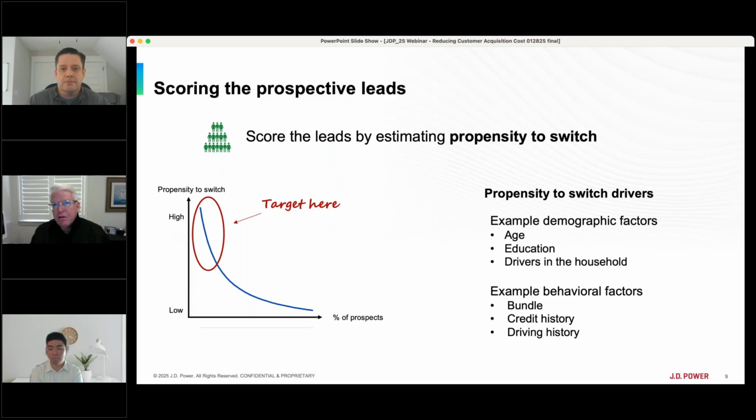So then the question is, okay, how do we quantify propensity to switch at the prospect level? And so we know that there are certain drivers that make it more likely that somebody's going to switch than not. So Ken, maybe from the data scientist point of view, if you could just kind of provide us your perspective on this challenge of scoring prospective leads and quantifying propensity to switch.